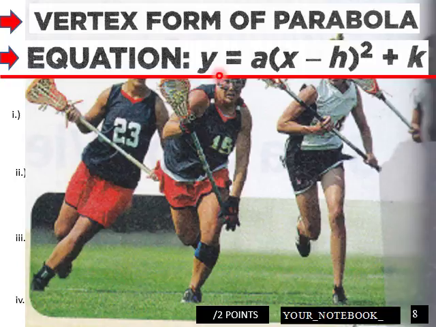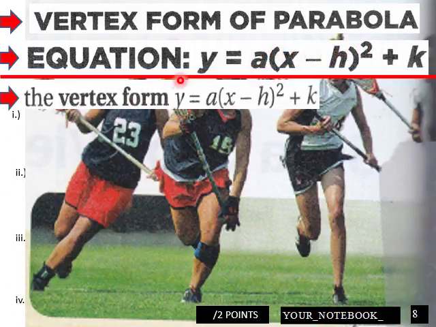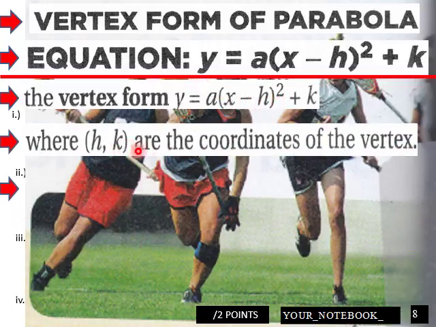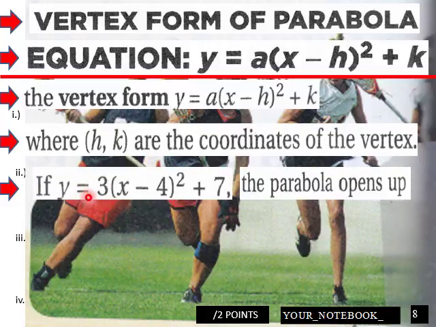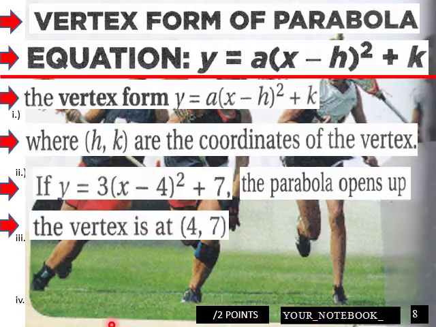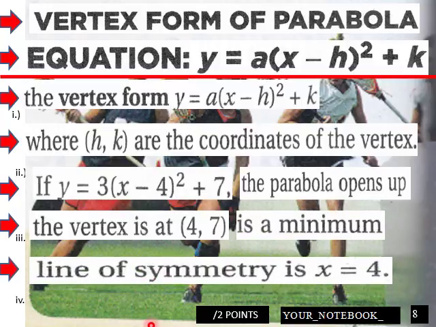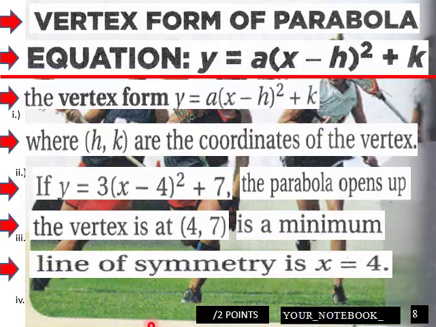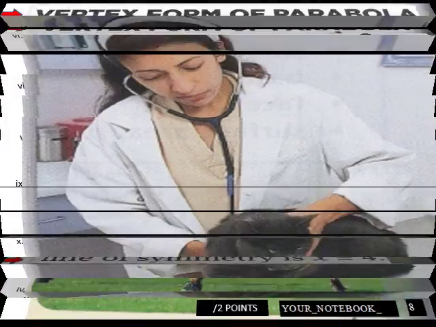Vertex form of a parabola, a times x minus h squared plus k. The vertex form, y equals a times x minus h squared plus k, where h, k are the coordinates of the vertex, and here we have a quadratic here in the vertex form. The parabola opens up, the vertex is at 4, 7, so here's our x, and then here is our y-coordinate of it. It's a minimum. The line of symmetry is x equals 4.